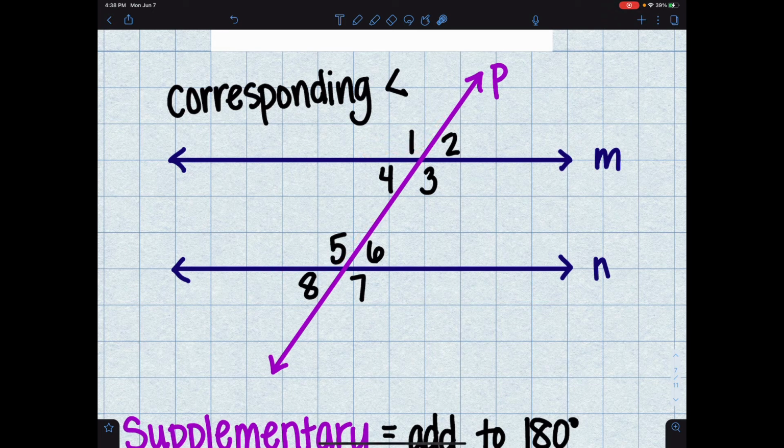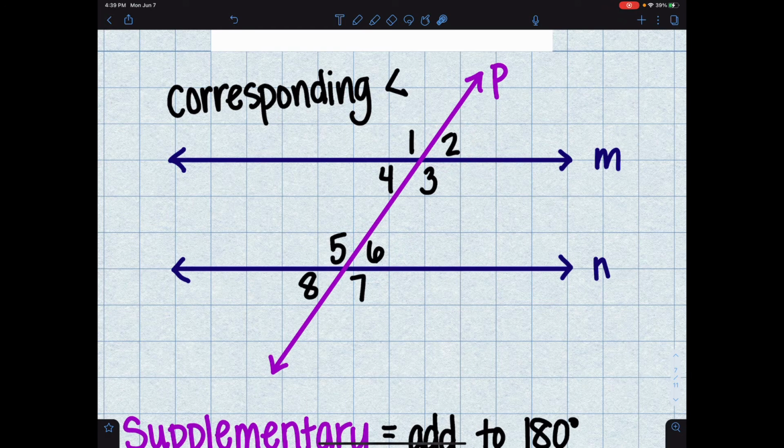Okay, so it's okay. Let's go on to the next question. It says, which angle corresponds to angle 2? So which one is in the same position, like if you're playing Foursquare on the bottom part? It's 6. So 6 and 2 are corresponding angles.